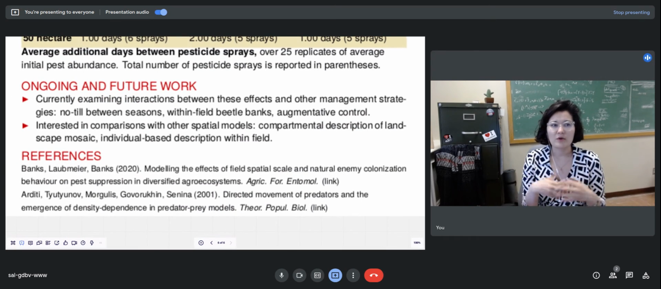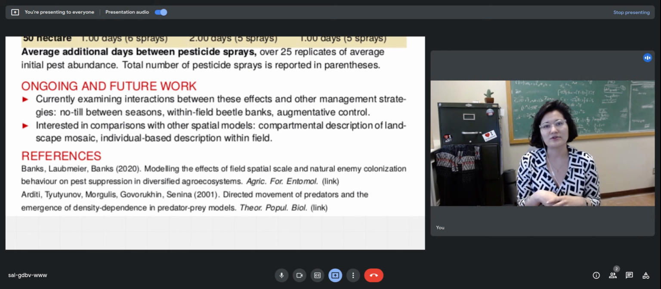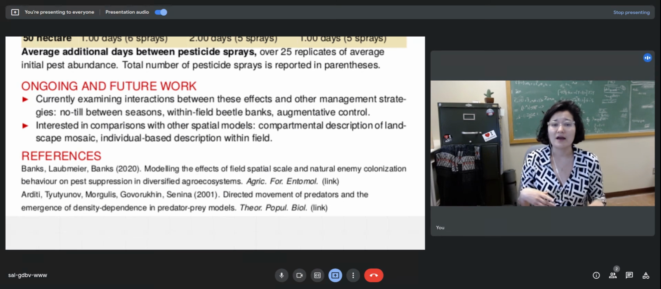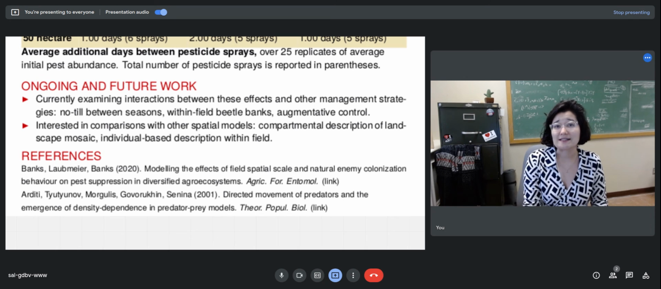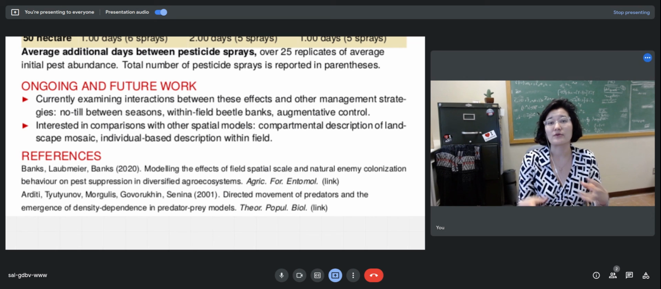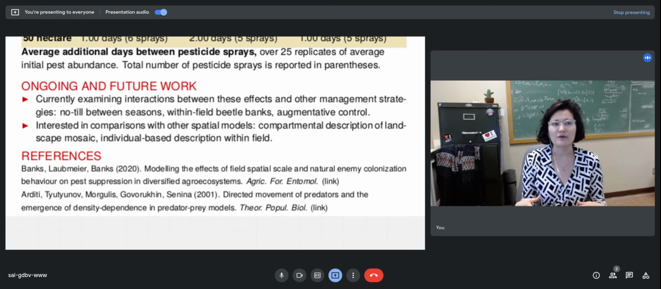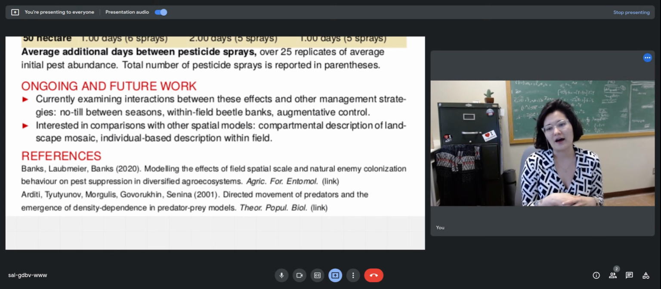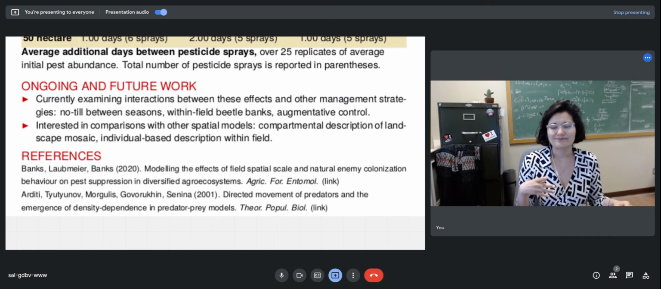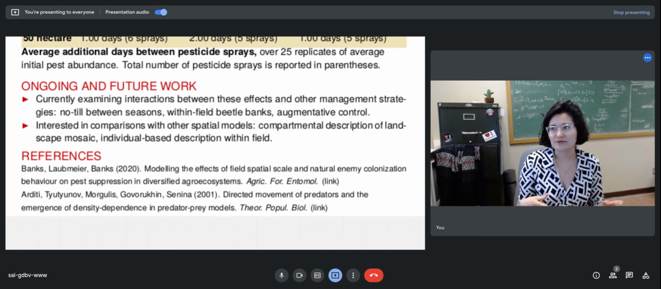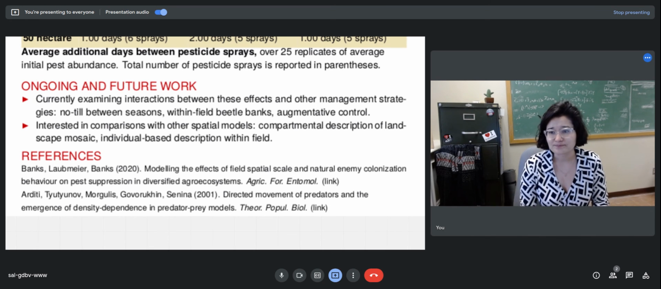Some ongoing work that we want to look into is how the interactions just described in this poster are also going to be affected by other management strategies. So things like not tilling between seasons, or building up banks for predators within a field, or augmentative control, when you dump a bunch of predators into a field. All those things are feasible for managers and would affect the presence of predators in the field, like the abundance of them or the rate at which they move into the field.